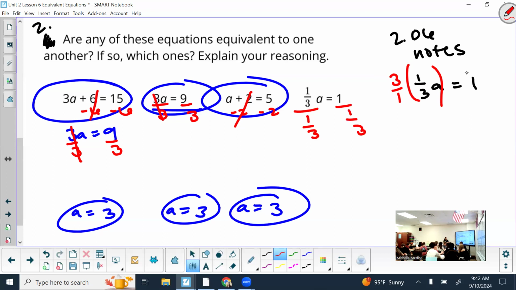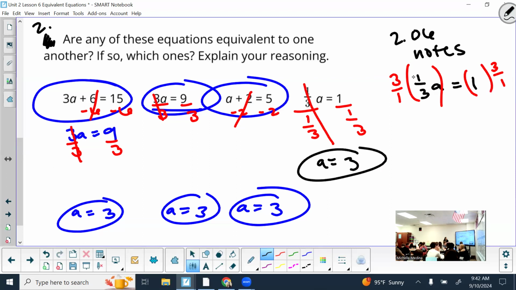And whatever you do to one side. This one might be easier to do without a calculator, but you can do this. Like that would isolate the A. 1 divided by 1/3 is 3. But if you did the multiplying by the reciprocal, this might be easier to do without a calculator. Okay, but yeah. So this one is also equivalent. In this one, they're all equivalent to each other, although they do look different. If I can solve them all, then that proves they are equivalent. Okay, so now that's another way you can prove they're equivalent.